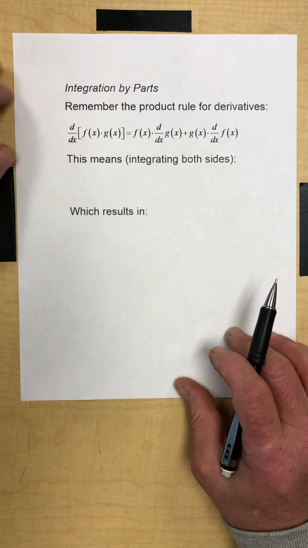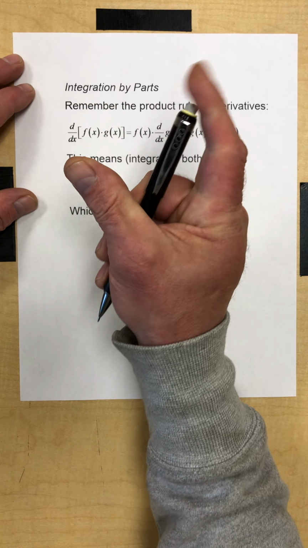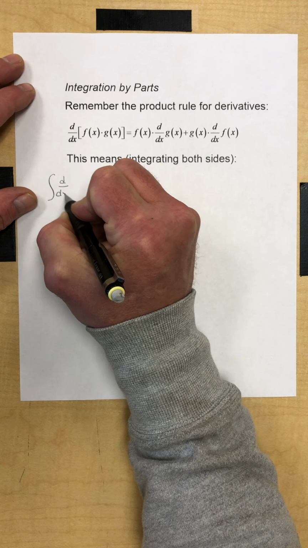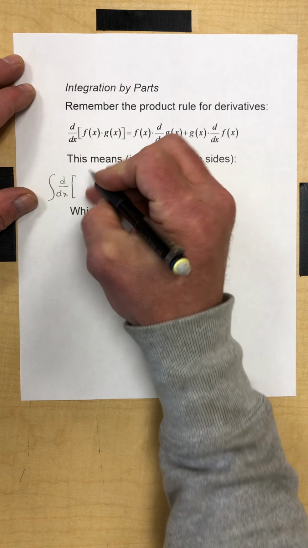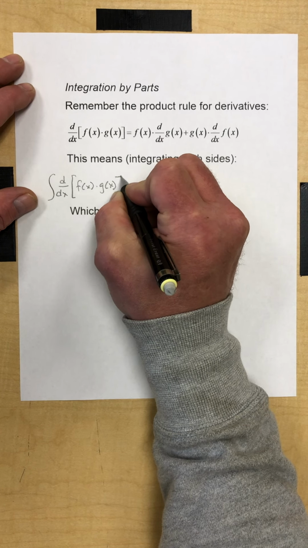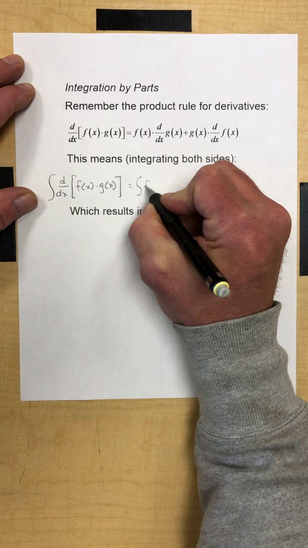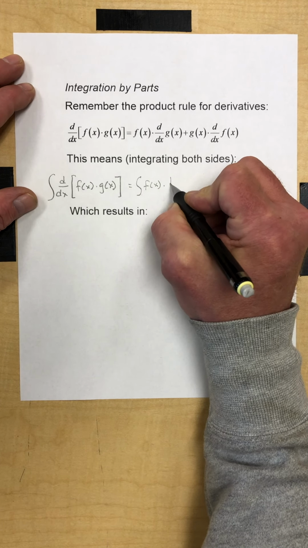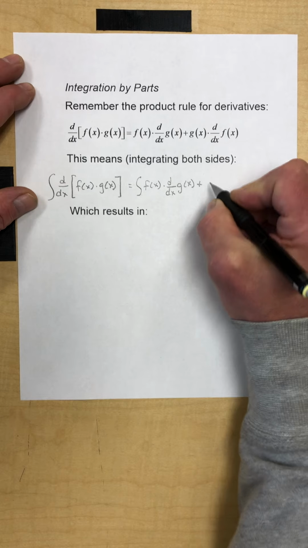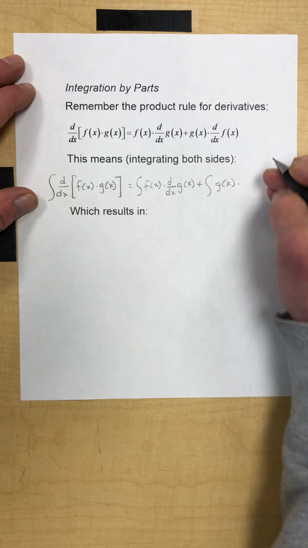So if I take this and integrate straight across, we're going to get the integral of the derivative of the product of these two functions f and g. I'd have to integrate here as well. So I'd have the integral of f of x times the derivative of g of x, plus the integral of g of x times the derivative of f of x.